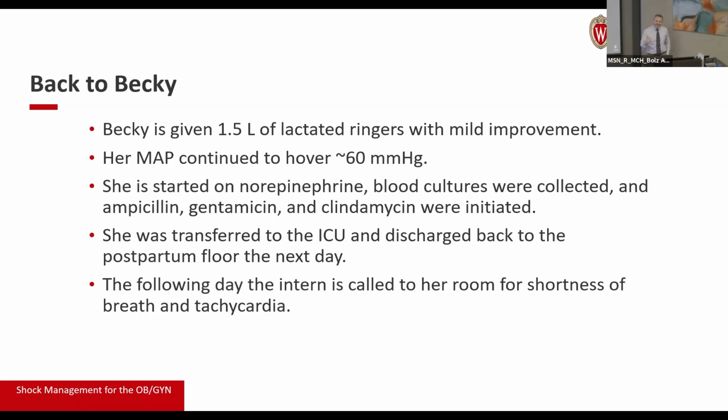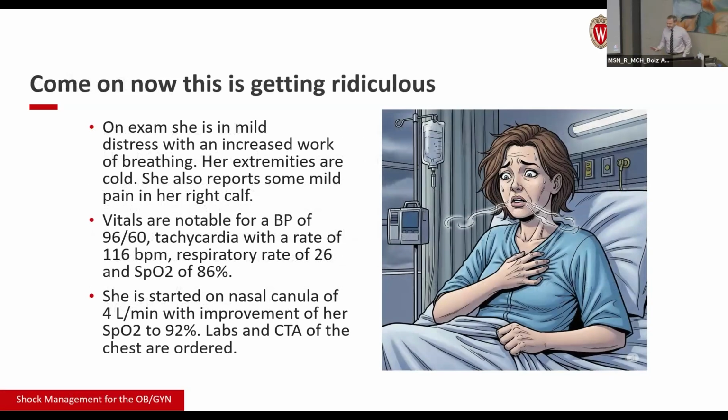Well, the next day the interns are called to her room, right? Because now she's short of breath. She's tachycardic. It's really going rough for Becky here, okay? So on exam, she's in mild distress. She has increased work of breathing. Her extremities are cold. She's also reporting some right calf pain. Her vitals: 96/60, respiratory rate 26, heart rate is 116, and her SpO2 is 86.